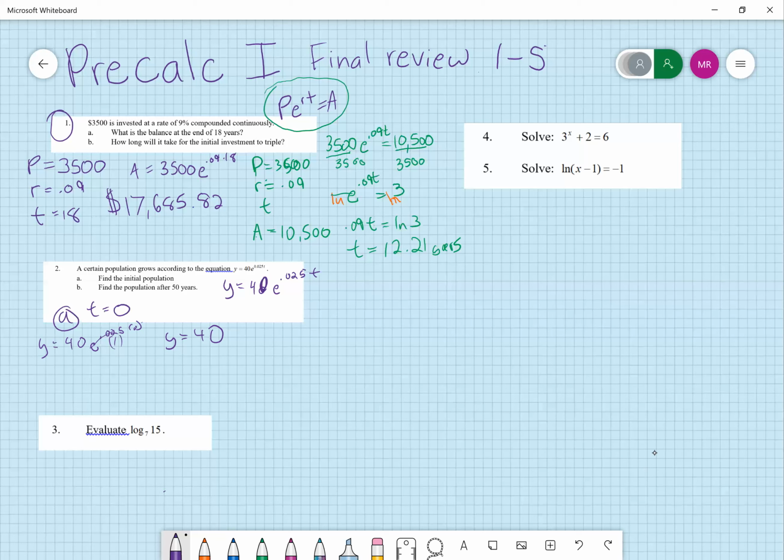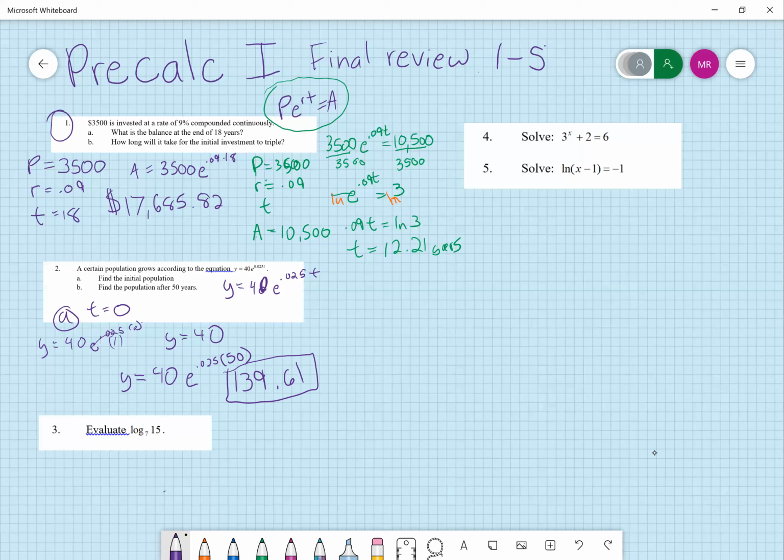And so we set up our formula as y, because that's the population, y equals 40 times e to the 0.025 times our t, which this time is 50. And so we put that into our calculators. We take 40 times e to the 0.025 times 50, and we get our answer of 139.61, and that's our population, or about 140. Woohoo! So we're making pretty good progress.